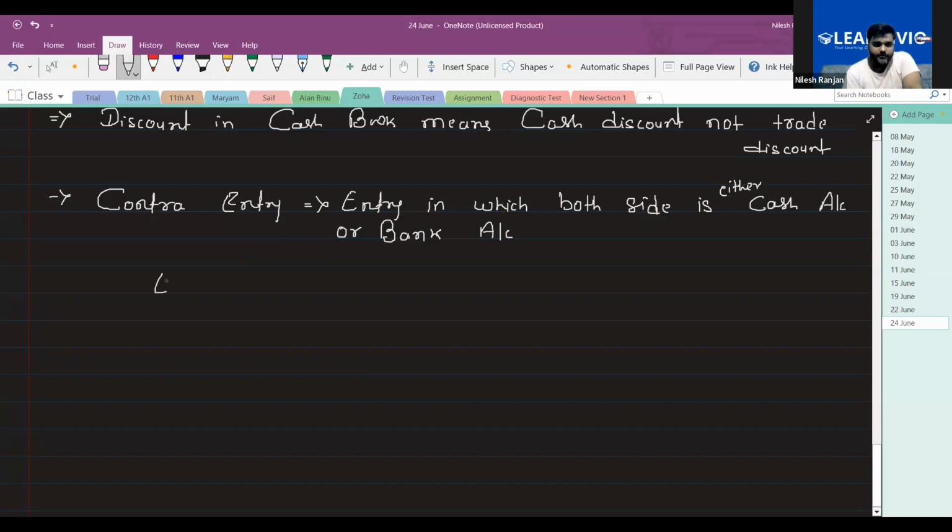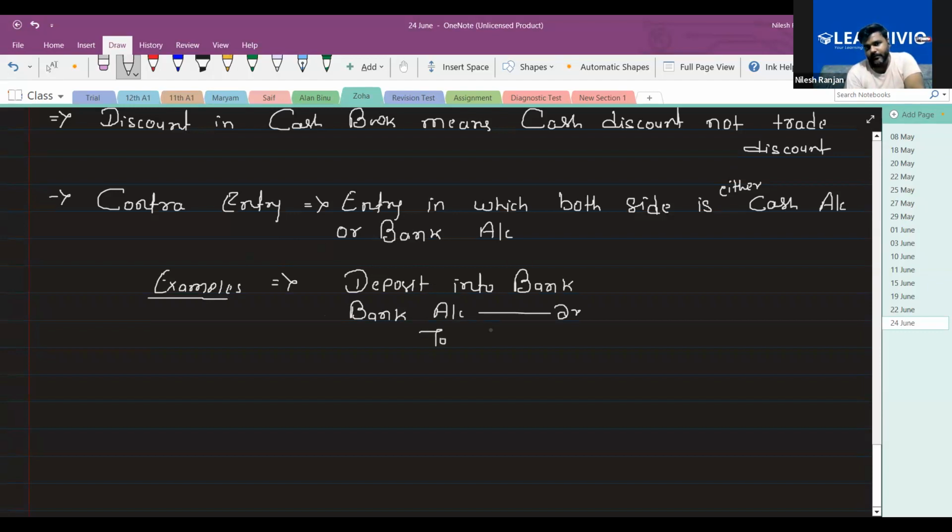Now, examples of these transactions are deposit into bank, cash deposited into bank. What will be the journal entry? It will be bank account debit to cash account. And the second example, cash withdrawn from bank for office use, not personal use.